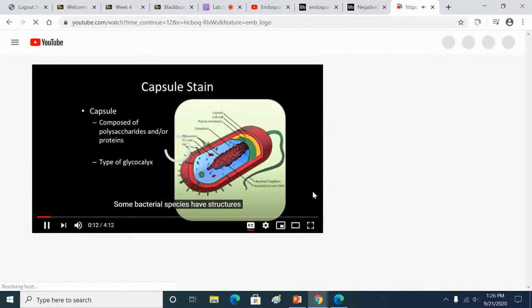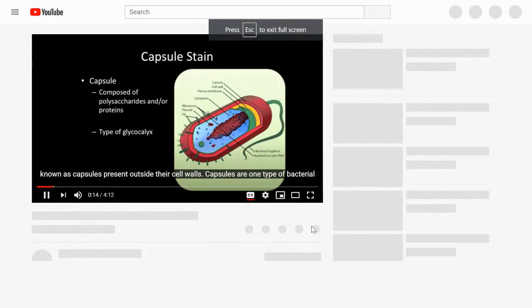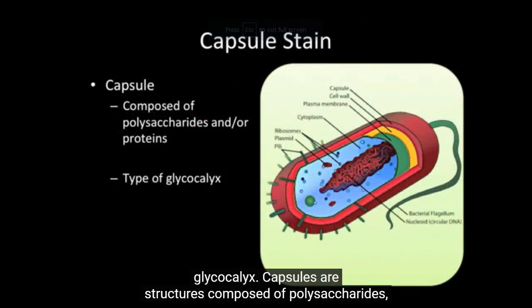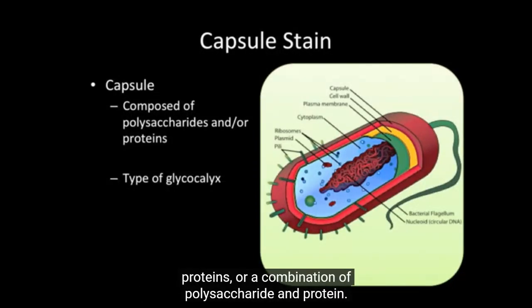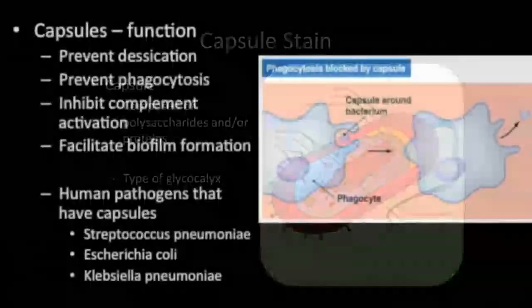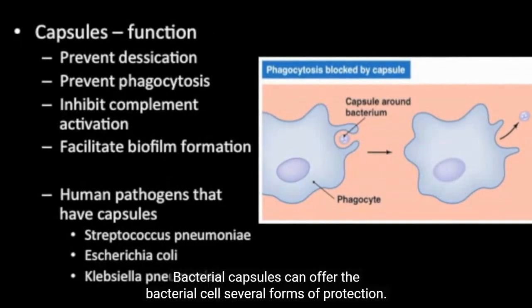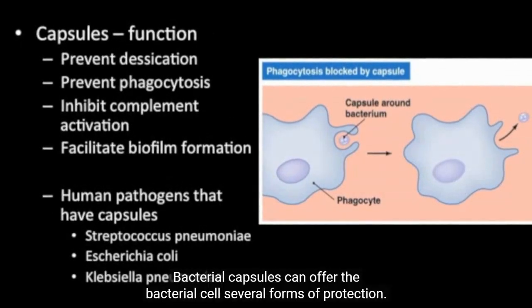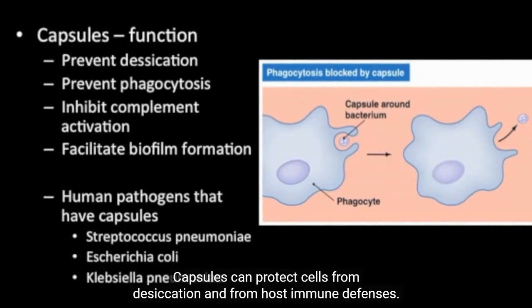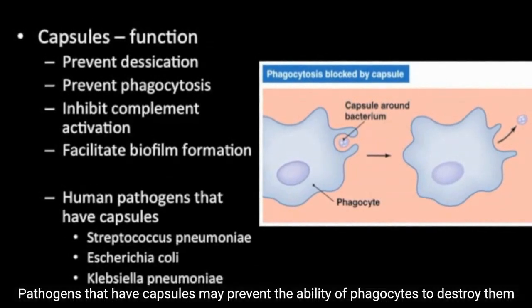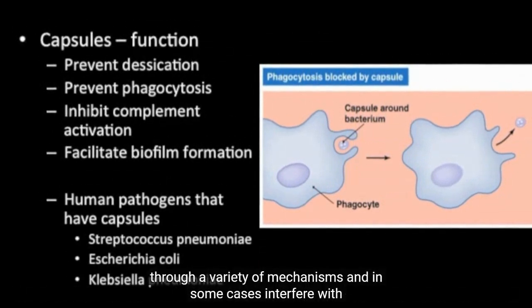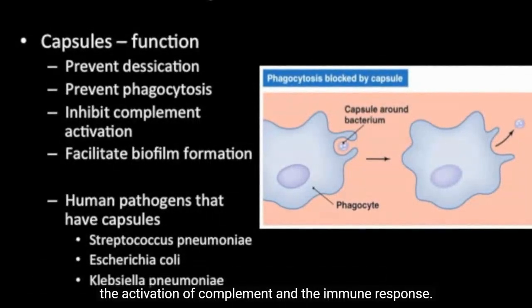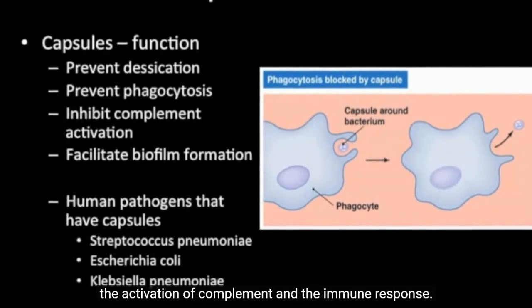Structures known as capsules present outside their cell walls. Capsules are one type of bacterial glycocalyx. Capsules are structures composed of polysaccharides, proteins, or a combination of polysaccharide and protein. Bacterial capsules can offer the bacterial cells several forms of protection. Capsules can protect cells from desiccation and from host immune defenses. Pathogens that have capsules may prevent the ability of phagocytes to destroy them through a variety of mechanisms, and in some cases interfere with the activation of complement in the immune response.